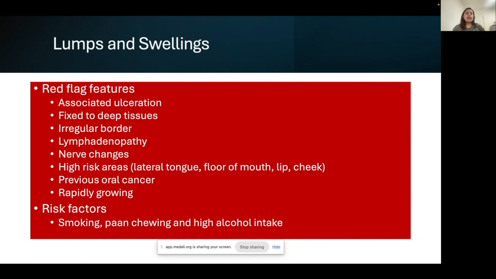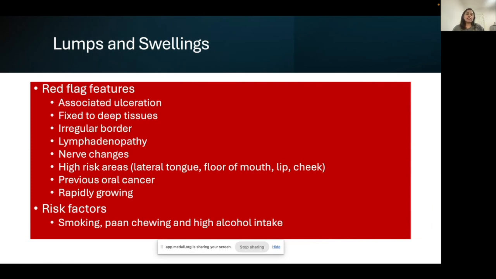If they're in high-risk areas, so basically the way to remember high-risk areas is it's normally where nicotine will pool or alcohol will pool. So it's on the lateral tongue, the floor of the mouth, because as gravity pulls it down, the lips and the cheek, because often pan chewers and people who chew nicotine or tobacco keep it in the inside of their cheek. Previous oral cancer, and if it's rapidly growing, that's very worrying.